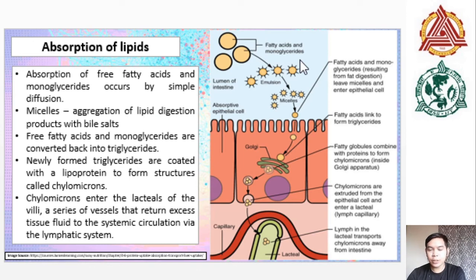Absorption of fatty acids and monoglycerides occurs by simple diffusion. The products of lipid digestion aggregate together with bile salts to form micelles. The process is known as emulsion. So once absorbed, the free fatty acids and monoglycerides are converted back into triglycerides. The newly formed triglycerides are coated with a lipoprotein to form structures called chylomicrons. Chylomicrons then enter lacteals of the villi, which are a series of vessels that return excess tissue fluid to enter the systemic circulation via the lymphatic system.